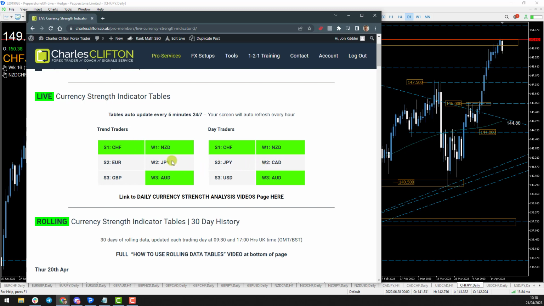Now you can actually see here that yen appears twice, but it's not highlighted, and that's because it's on the weak side from a higher time frame point of view, but on the short term it's getting stronger. So we could probably see a few reversals on the yen pairs coming in, or maybe some pullbacks on the yen pairs at the moment. That's going to be quite interesting, considering we did talk a lot about yen going into this week.